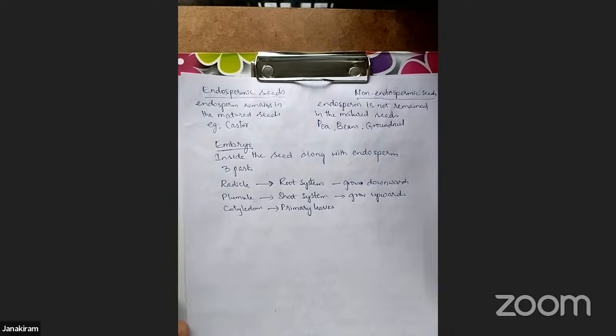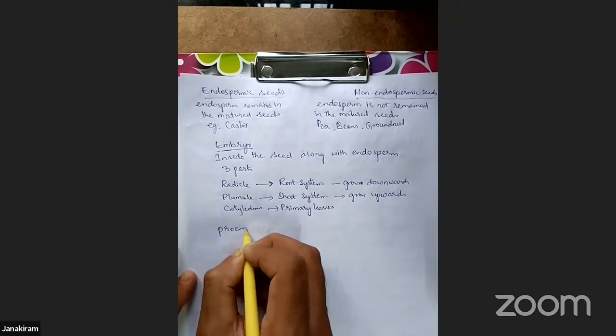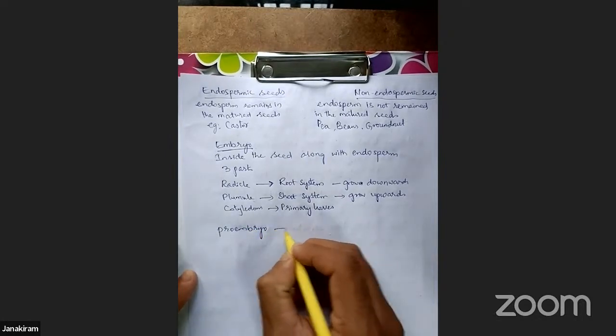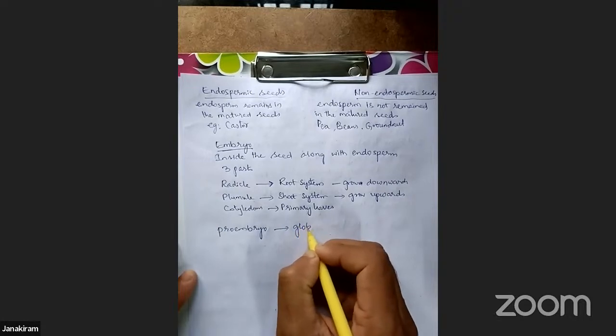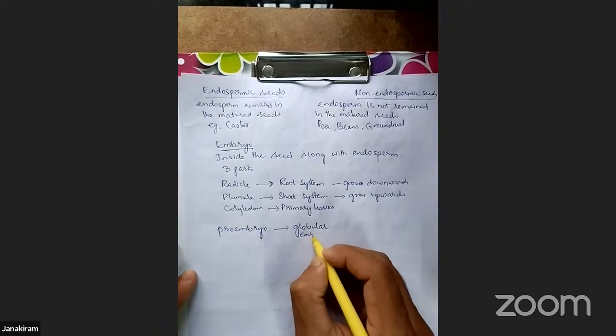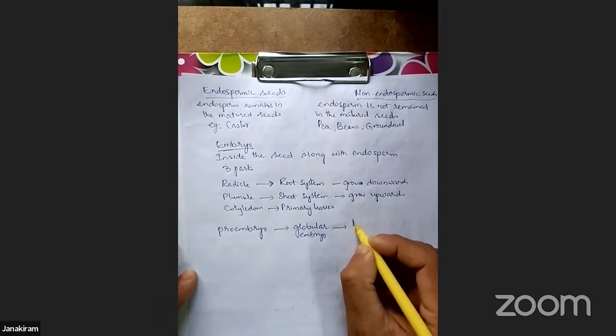And this entire process of development of the embryo, starting from male gamete and female gamete formation, through all the stages of embryo development, is called embryogeny. In this process, there are different stages of embryo formation. The first one is pro-embryo. The second stage is called globular embryo. The third stage is called heart-shaped embryo.